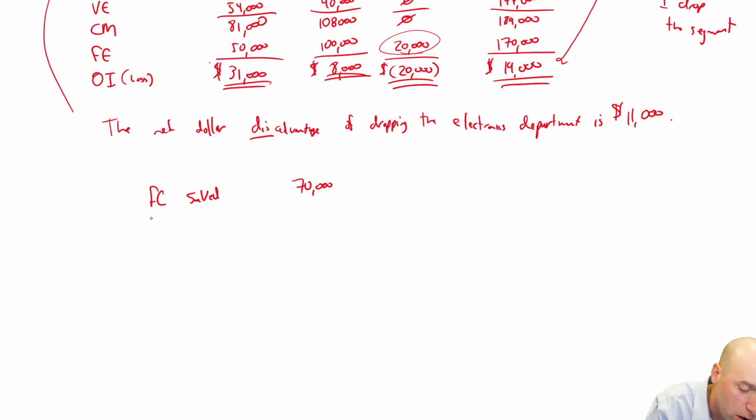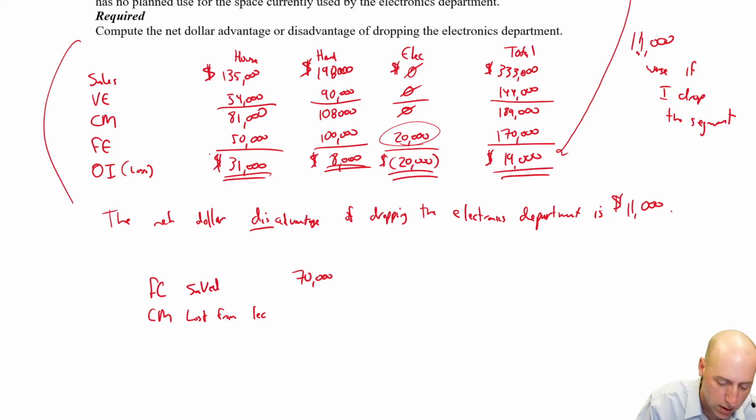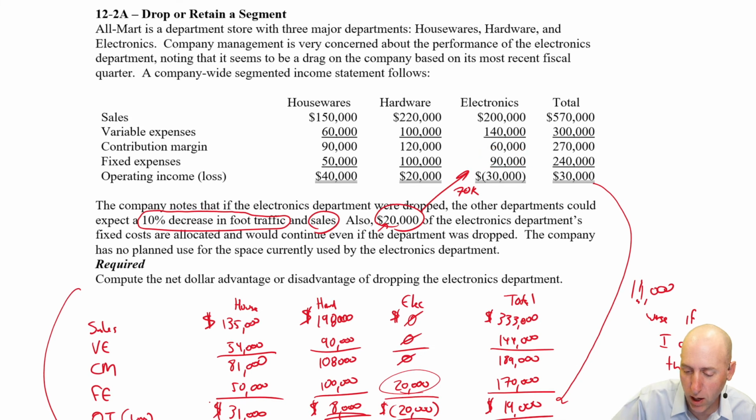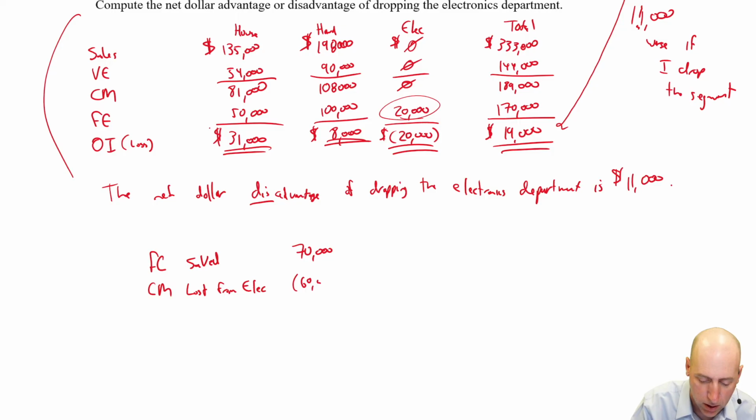But we also lose contribution margin. CM lost from electronics, right? I don't run an electronics department anymore. So CM lost from the electronics department is, it was 60, it's going to 0, so we lose $60,000 in contribution margin. But if that's all that happened, I'm still $10,000 better off. However, I also lose CM from my other departments. I lose 10% of my contribution margin from the housewares department.